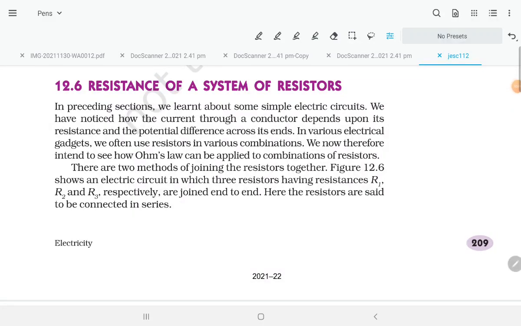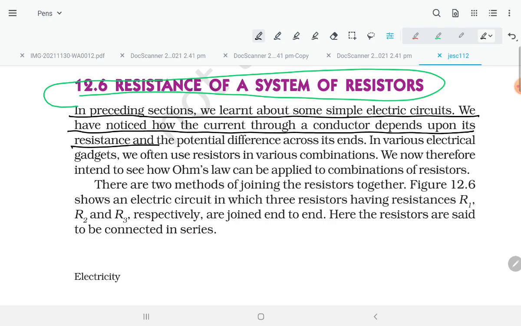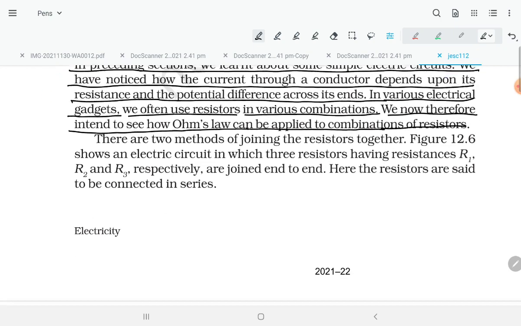Hi students, let us try to understand the resistance of a system and resistor. When you are talking about the resistance of the system, friend, let us read out the NCERT book. In the preceding section, we learned about some simple electric circuits. We have noticed how the current through a conductor depends upon its resistance and the potential difference across its ends. In various electrical gadgets, we often use resistors in various combinations. We now therefore intend to see how Ohm's law can be applied to combinations of resistors.